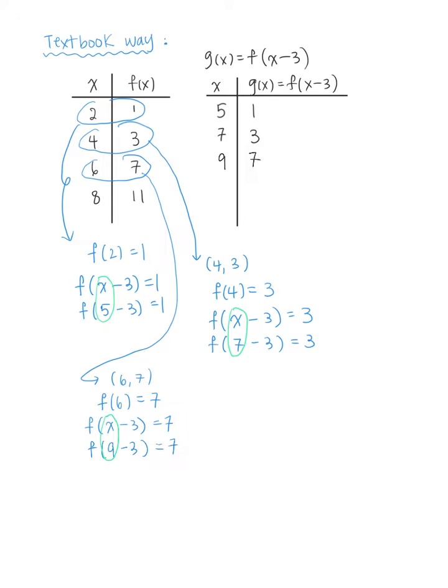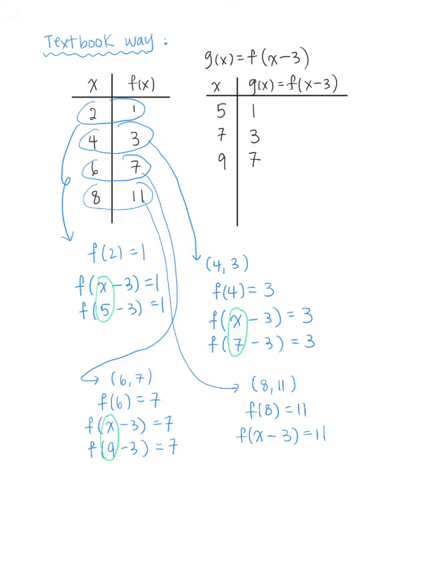So now let's take 8 comma 11. Let me just go over here. So we have 8 comma 11. So that means f of 8 equals 11. Now I'm going to rewrite it as f of x minus 3 equals 11.